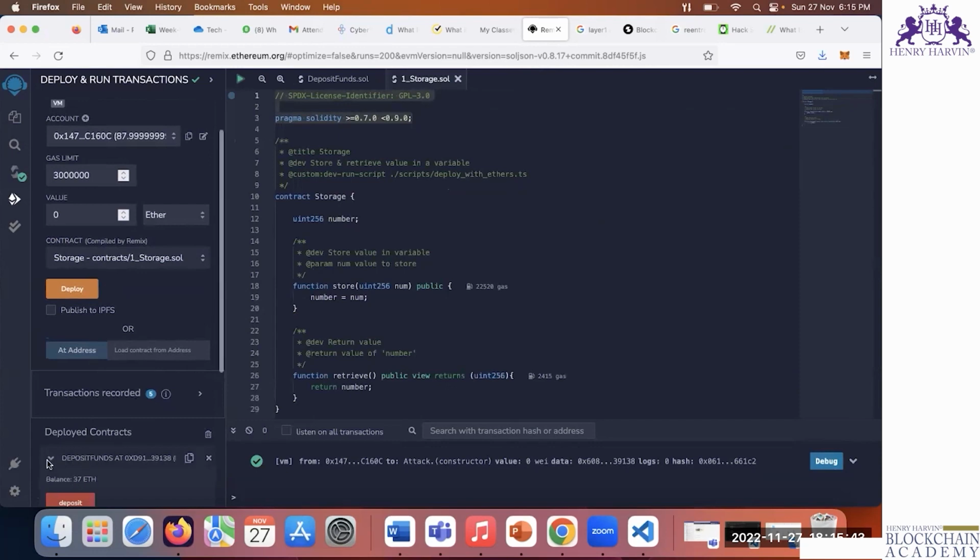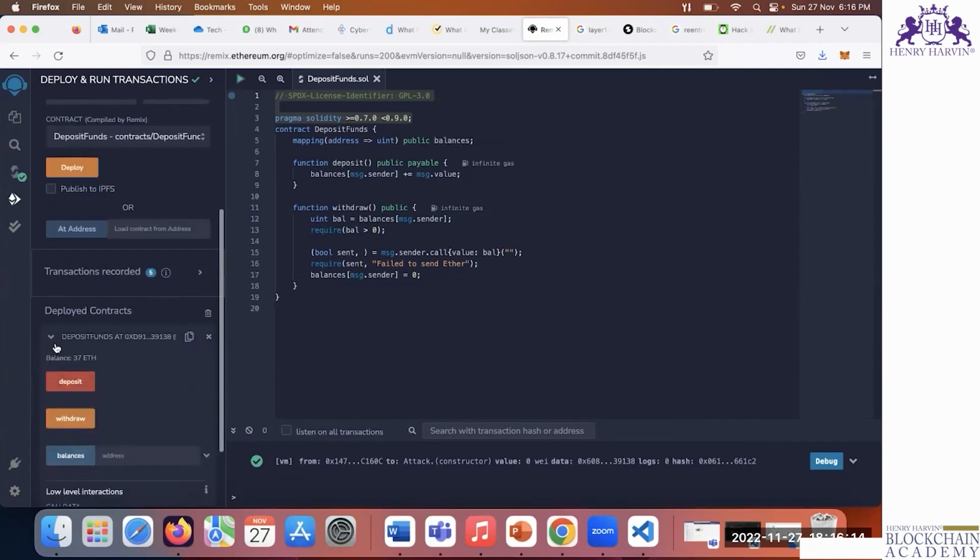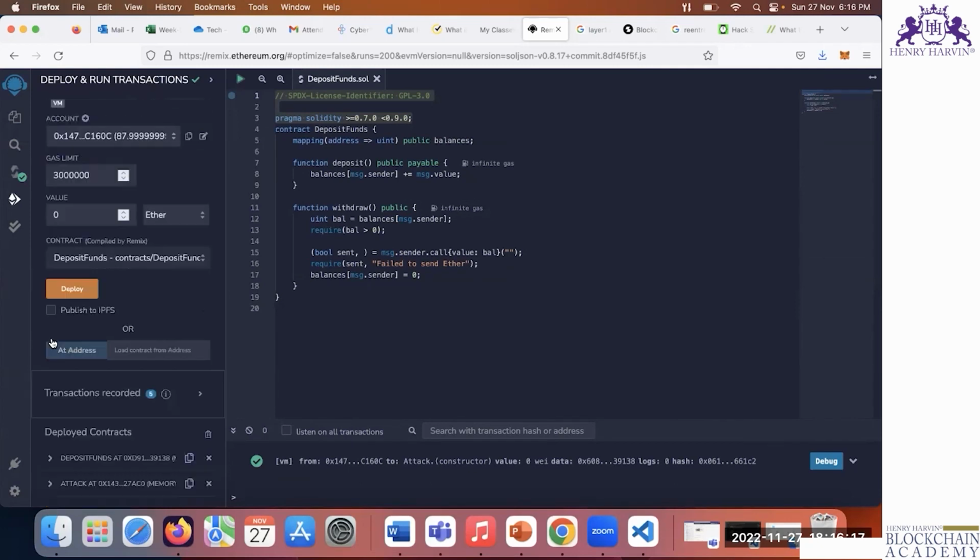Now, anybody can create a smart contract. So already one smart contract is there. This is the deposit fund smart contract, and many people have invested some Ethereum in it. The total balance is 37 Ethereum on this smart contract. Three people have invested. Now the attacker is creating a smart contract.